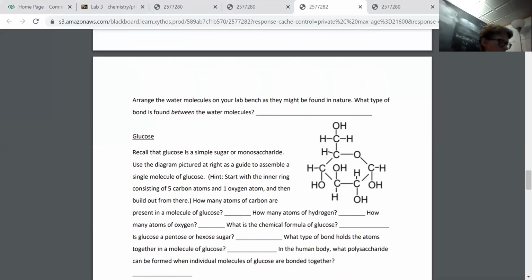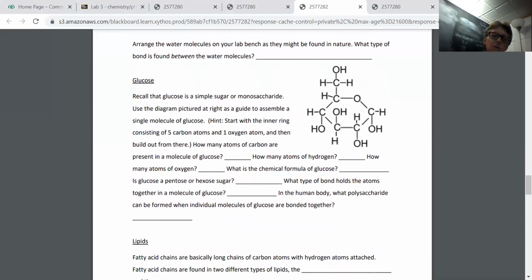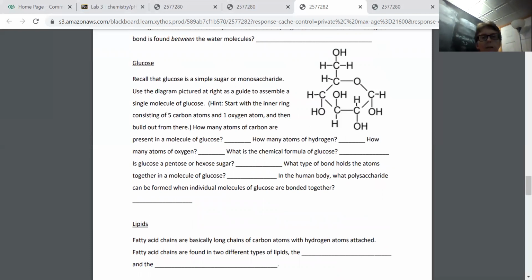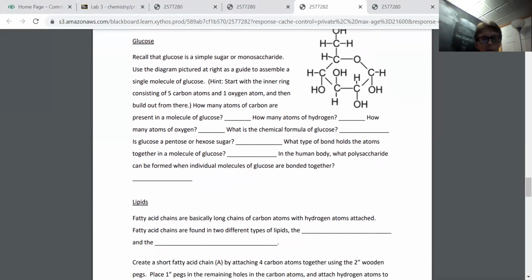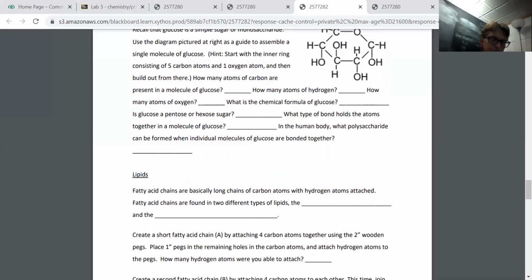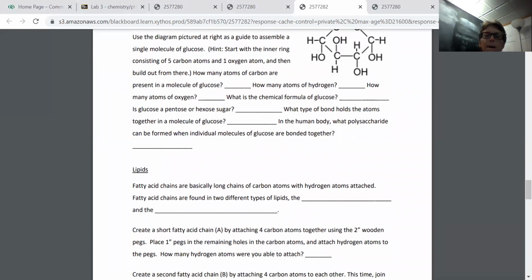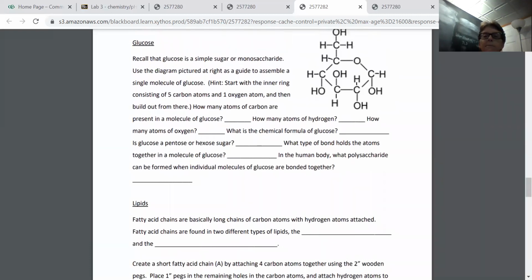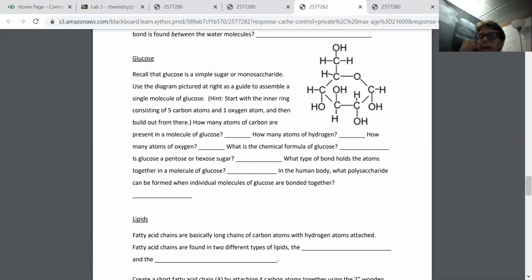Okay, now moving on to glucose, a very important macromolecule. All you need to do here to answer these questions is basically count how many carbons there are. That's pretty easy to do. Just cross them off as you count them. The chemical formula, again, make sure you use subscripts when you're writing formulas. So you would count up the carbons and write the subscript with how many carbons, count up the hydrogens, subscript with how many hydrogens, count up the oxygens, subscript with how many oxygens.